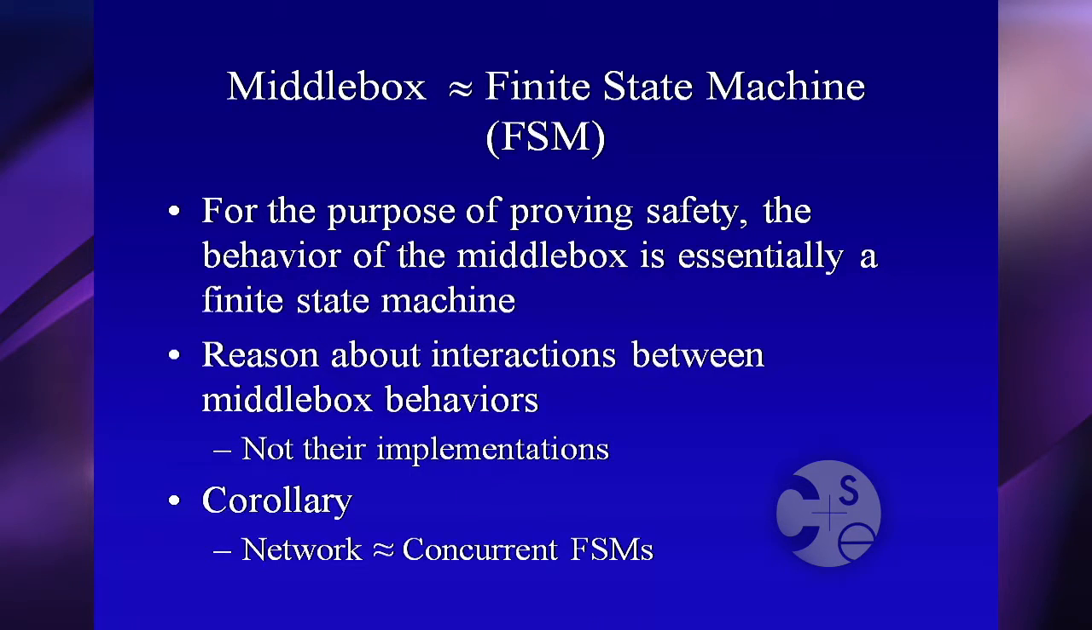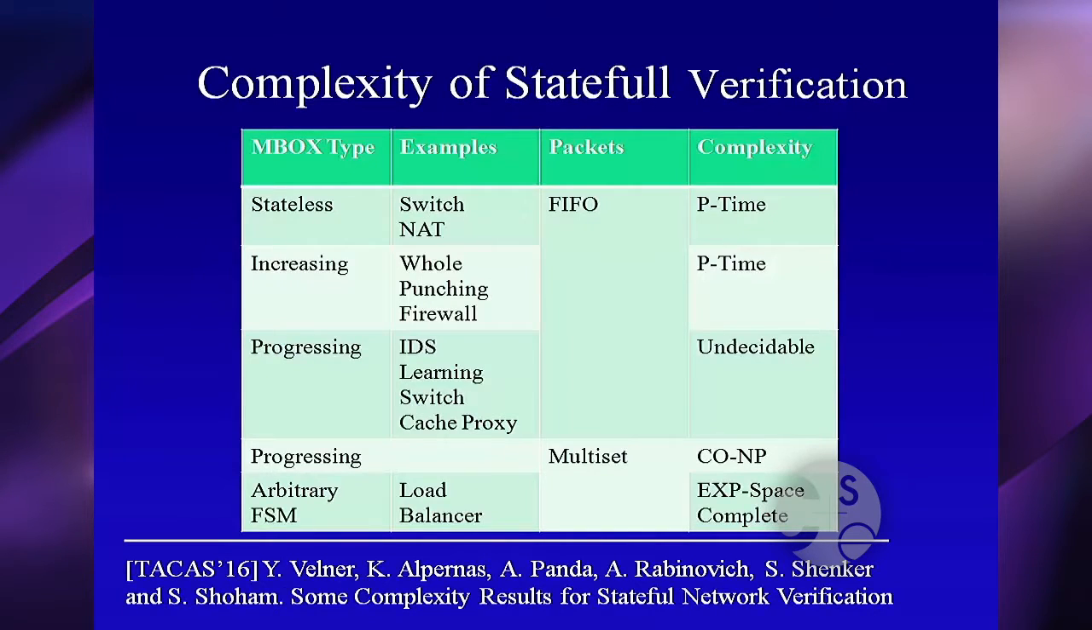And how do we do it? We assume that the middle box is essentially a finite state machine. For many of the things, at least for our property, this is okay. Once we do this, we can reason about the interaction, and we can show that the network is a kind of concurrent finite state machine. Then we have some complexity results on how complicated it is to check the correctness of the network. For example, stateless, which is simple, we can check in polynomial time.